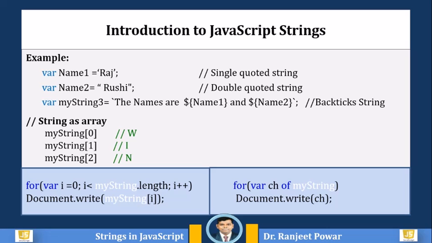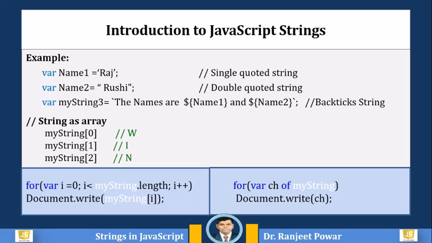Coming to the introduction part of JavaScript strings. String is a primitive data type in JavaScript. A string is textual content. A string is a sequence of letters, numbers, special characters, and arbitrary values, or a combination of all. Strings can be created by enclosing a string literal within quotes: single quote, double quote, or backticks, as shown in the example.